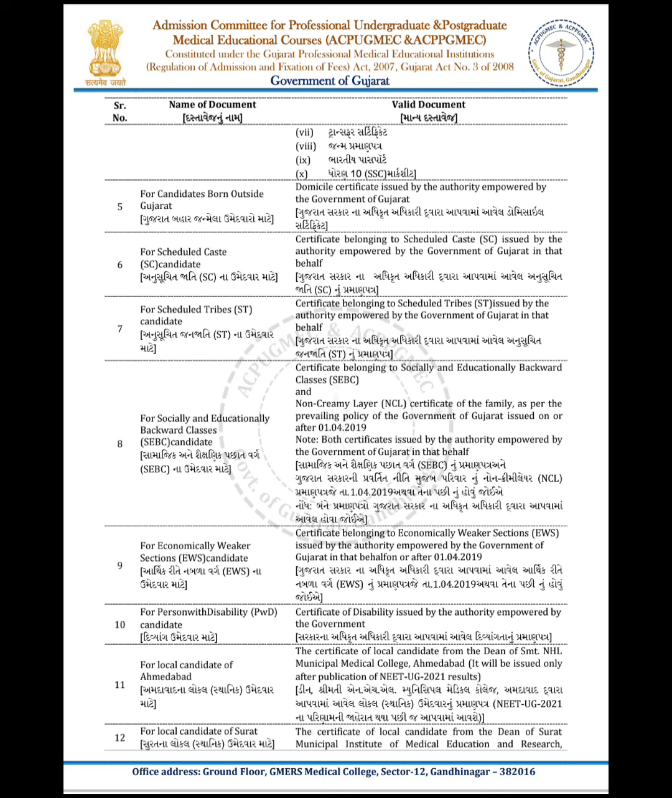So I again repeat, the fifth document was for the students who were born out of Gujarat. They need to take their domicile certificate and that should be issued by the government of Gujarat. Then the sixth document is to be produced by all those students who belong to different categories like SC/ST category or OBC category or EWS candidate or the physically challenged candidate.